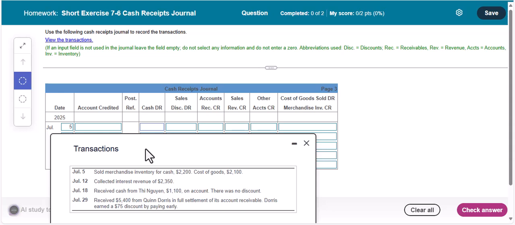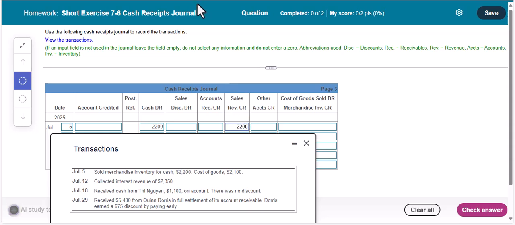Remember, we're only using this journal when we receive cash. So each of these will have this cash DR or debit. We sold merchandise inventory for cash of $2,200, so we know our cash is going up by $2,200. Then we're going to need a credit account. According to this, we made a sale. That means our sales revenue is going up by $2,200, and that is a credit to sales.